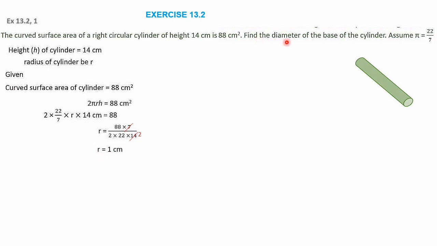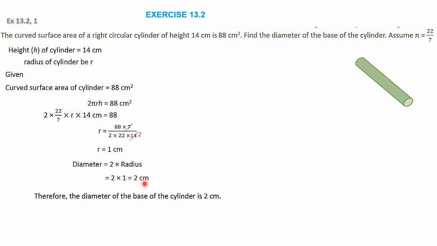Actually we need to calculate the diameter. So diameter is double of the radius, 2 into radius, that is equal to 2 into our radius we have got as 1. So 2 into 1, that is equal to 2 centimeter. So diameter is 2 centimeter, that is the answer.